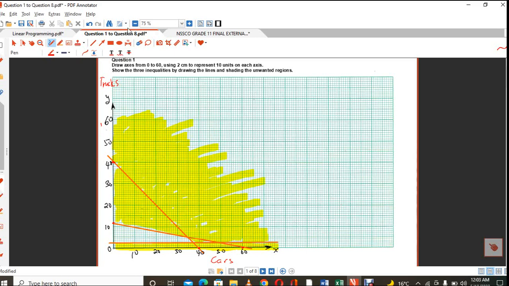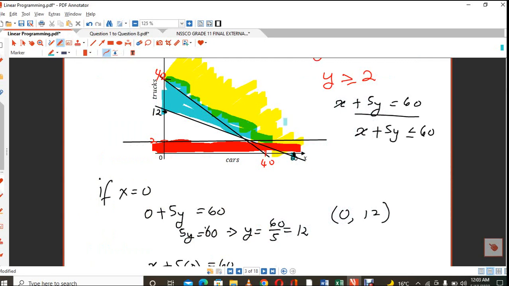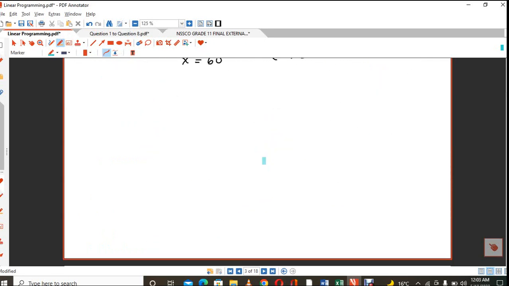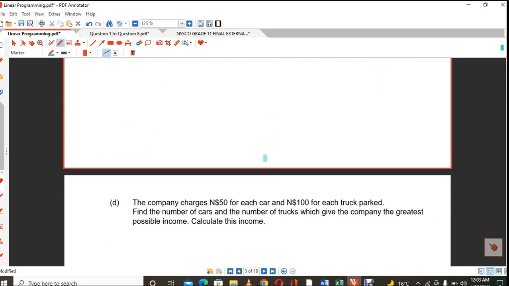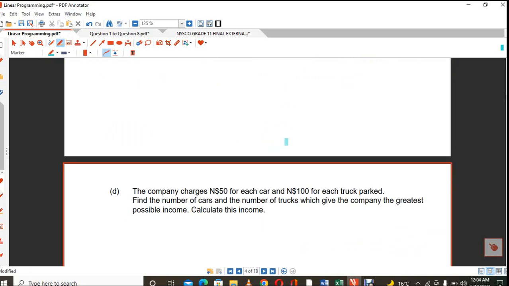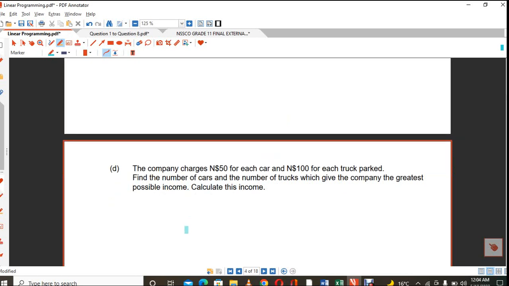Now let's go to the D part of the question. The D part of the question says, the company charges $50 for each car and $100 for each truck. So the car is represented by the letter X. So I can then say, okay, so it's 50X and 100Y. So that's what I'm going to work with.